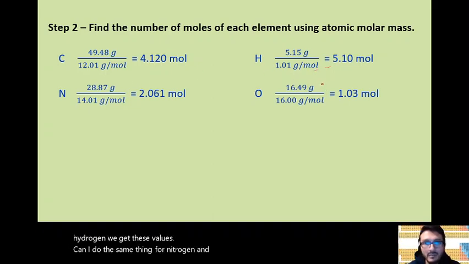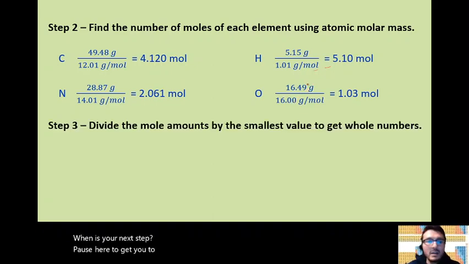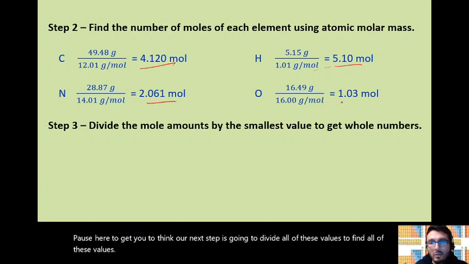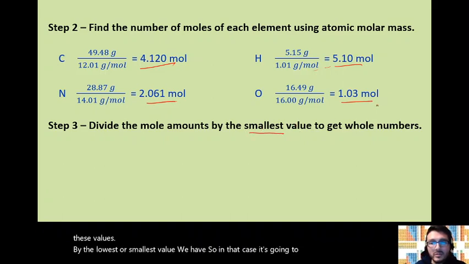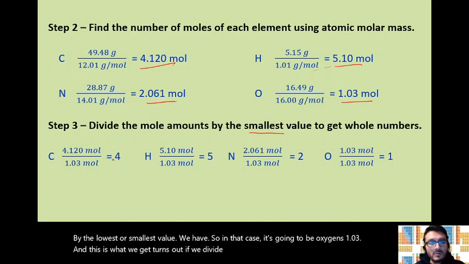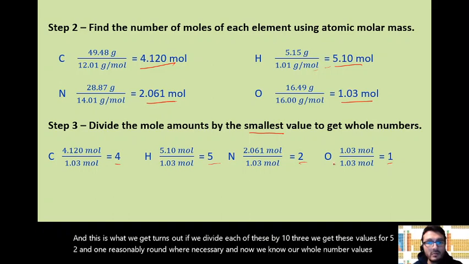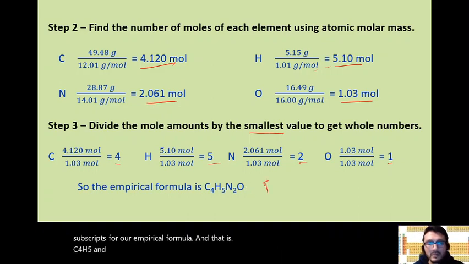Now, what is our next step? Pausing here to get you to think. Our next step is we're going to divide all of these values by the lowest or smallest value we have. In that case, it's going to be oxygen's 1.03. And this is what we get. If we divide each of these by 1.03, we get these values, 4, 5, 2, and 1, rounding where necessary. And now we know our whole number values for the subscripts of our empirical formula. And that is C4H5N2O. So this is our empirical formula.